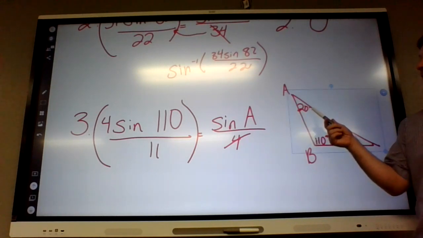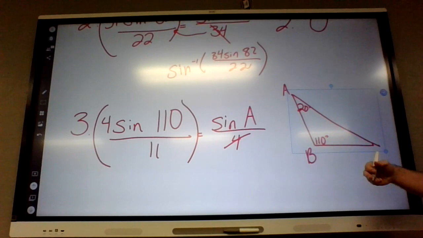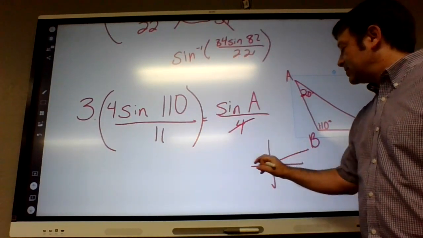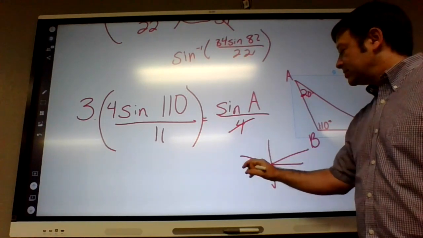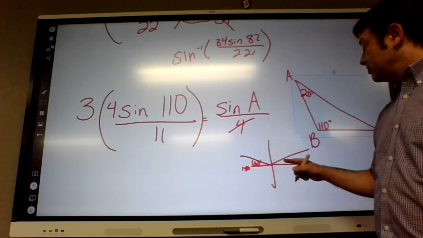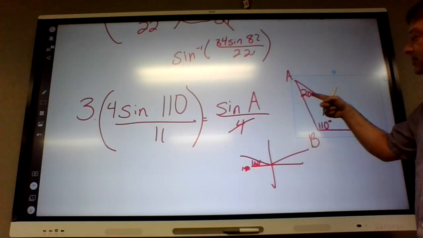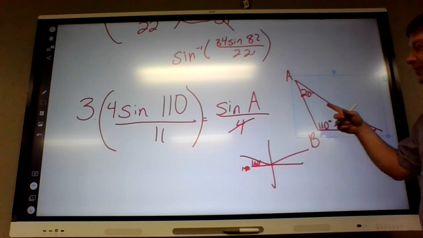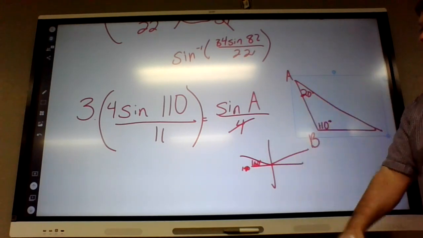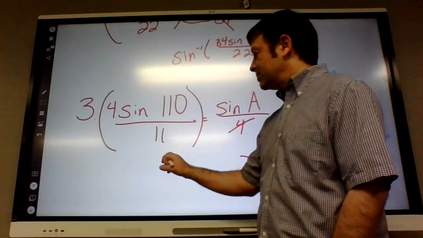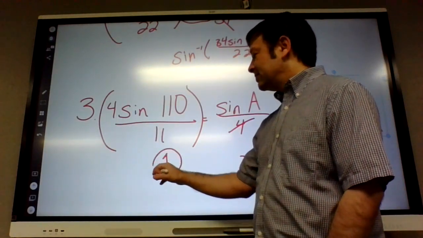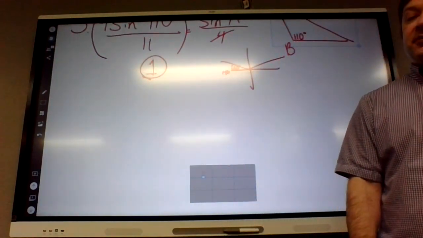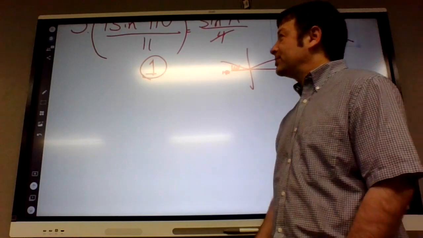Is it possible for A to be something else? So sine of 20 should give the same value as sine of 160, which is 180 minus 20. But is it possible for this to be a 160-degree angle? No, because that's 110 and that would make more than 180 if you added them together. So it's only possible for one triangle to exist with those stats. So the answer is 1. So those are the 3 cases, 0, 1, or 2. So number 4 has got to be one of those options.